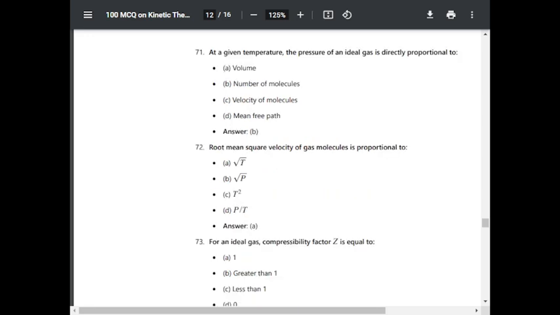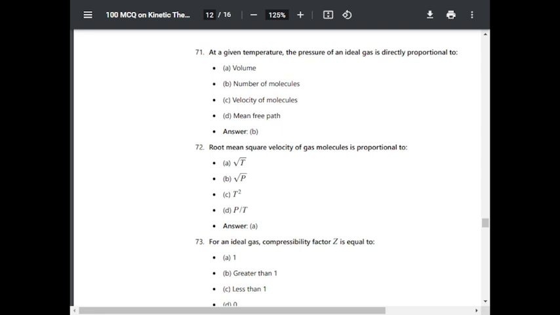Question number 71. At a given temperature, the pressure of an ideal gas is proportional to option A, volume, option B, number of molecules, option C, velocity of molecule, option D, mean free path. The correct answer is B, number of molecules. At a given temperature, the pressure of an ideal gas is directly proportional to the number of molecules. Option B is correct.